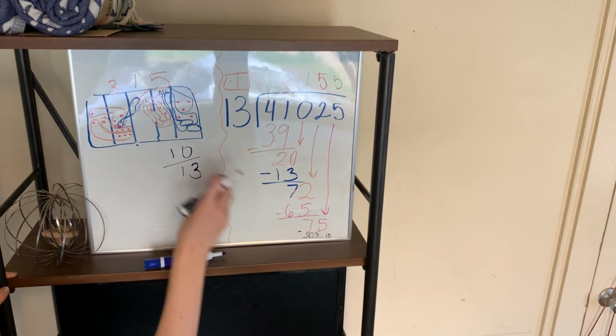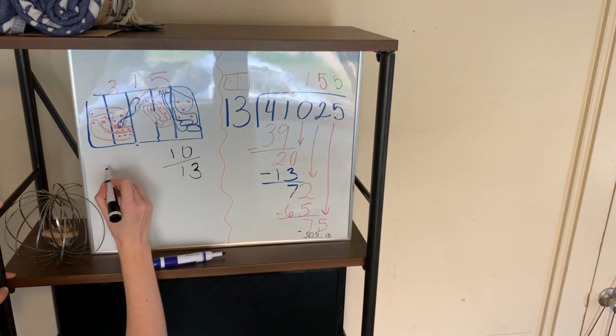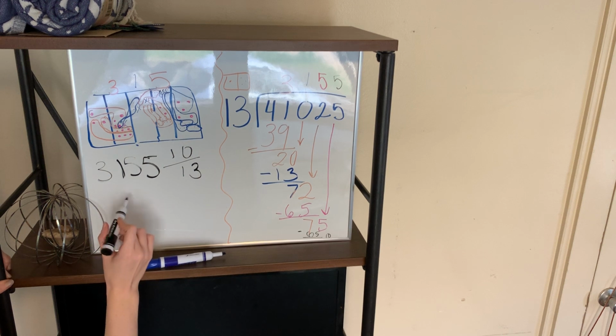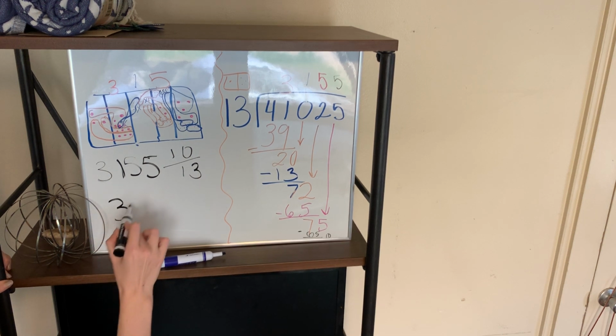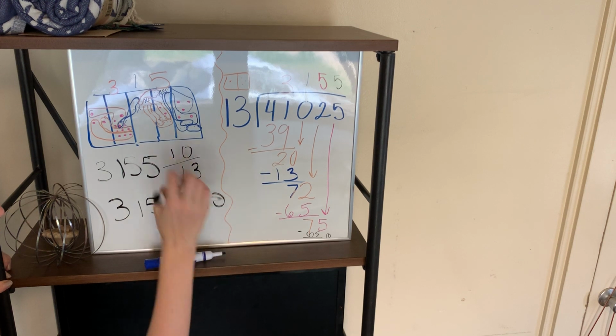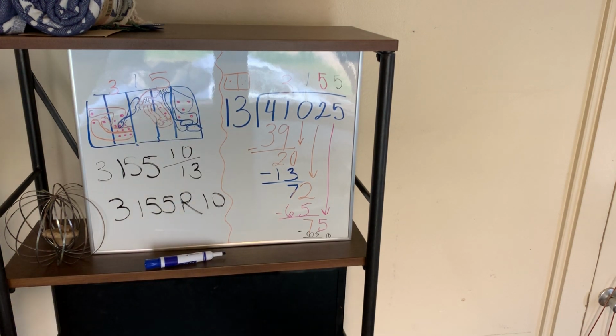So I can write it 2 ways. I can write it like this, 3, 1, 5, 5, and 10 over 13. Or I can do the simpler 3, 1, 5, 5, and I had what was left over, 10. Not 1, because this dot was in the tens place.